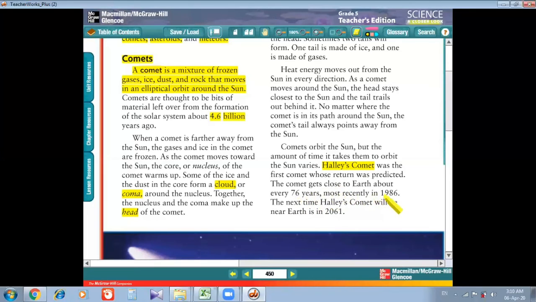Most recently in 1986, Halley's comet was closest to the Earth. The next time Halley's comet will be near Earth is in 2061. The last time Halley's comet was close to the sun was in 1986, and now it will be in 2061.